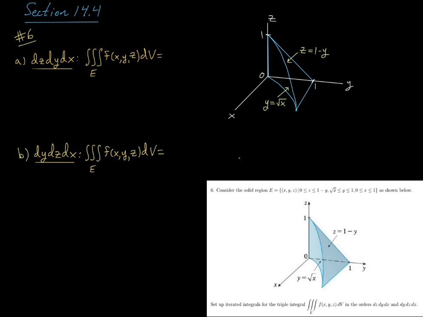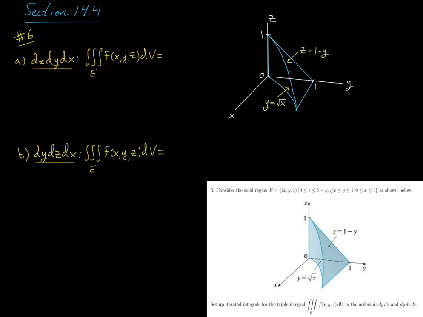All right, in this last video in section 14.4, we're going to look at question 6. It says to consider the solid region E, which consists of all points x, y, z, where z varies from 0 to 1 minus y, y varies from the square root of x to 1, and x varies from 0 to 1. And we're provided this figure here. Our job is to set up iterated integrals for the triple integral of a generic function f over the region E in the orders dz dy dx and dy dz dx.